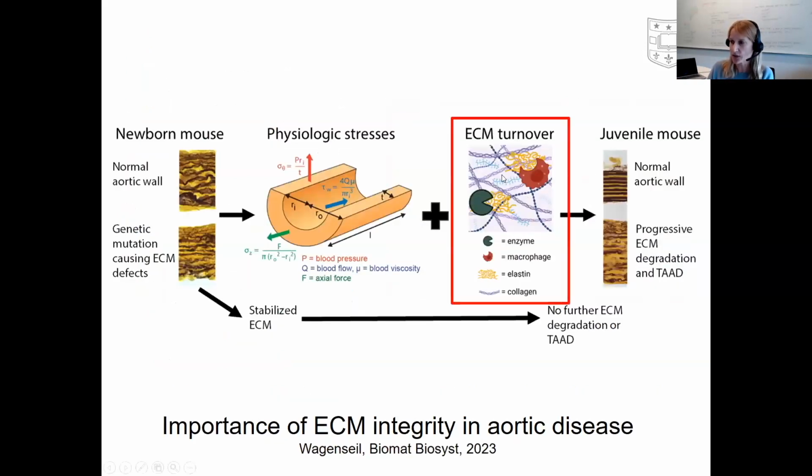And so if we focus very briefly on ECM turnover, and the idea that when the ECM has a defect, it's more susceptible to turnover.